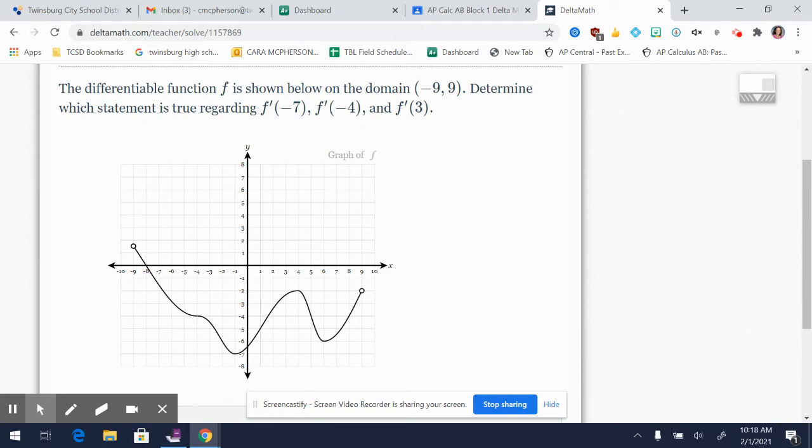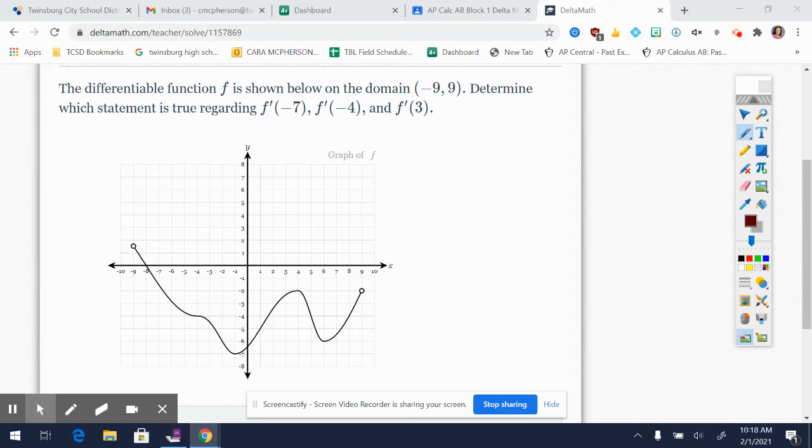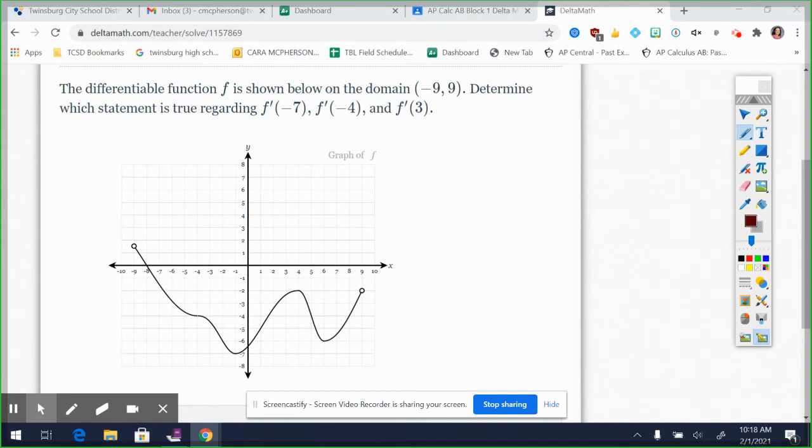So with my derivatives, I'm looking at what I know about the slope of the graph at that point. So this one first talks about f prime at -7. So f prime at -7 is happening right about here. And here's what I know. I know that it's negative. I don't know exactly what negative value, but I know that it's negative.